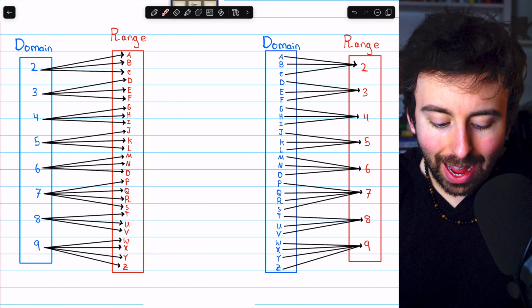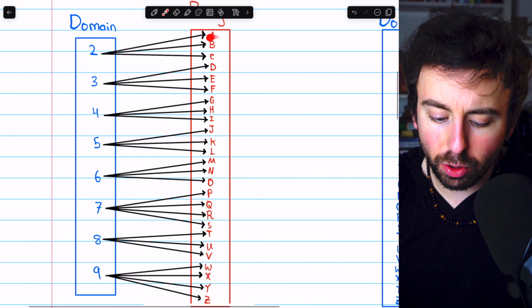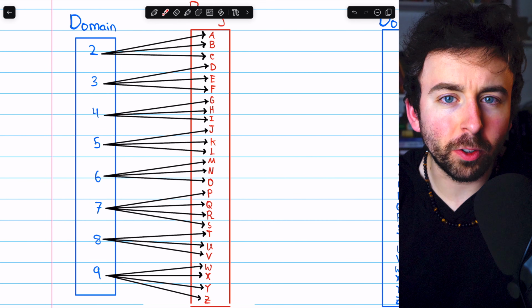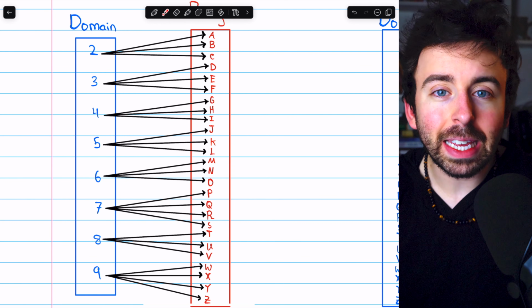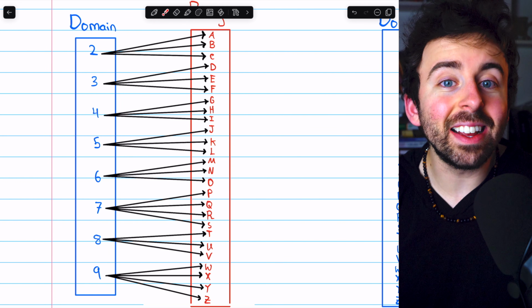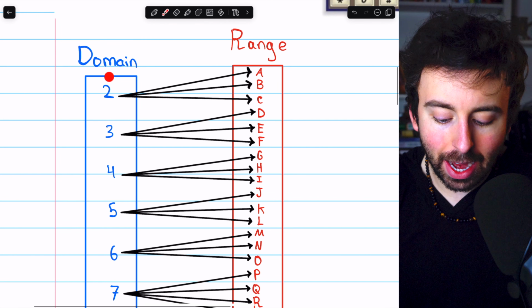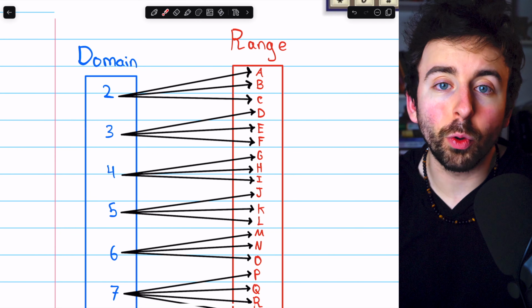Let's look first at this relation that maps numbers from the keypad to their corresponding letters. Is this relation a function? The answer is no, because to be a function, each input needs to have exactly one output. Each element from the domain needs to have exactly one output in the range.